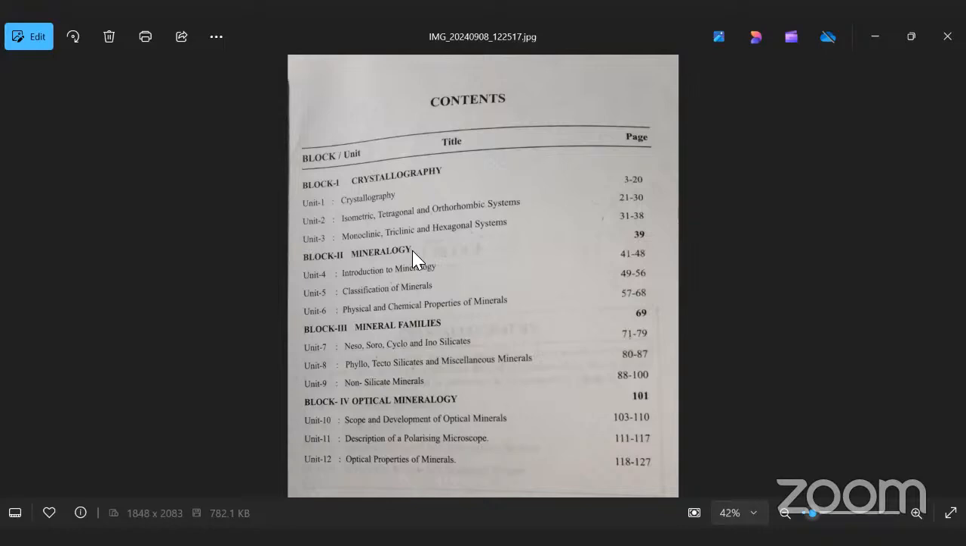The fourth unit is introduction to mineralogy. The fifth one is classification of minerals. The sixth one is the physical and chemical properties of minerals. So here in the first unit, introduction to mineralogy.